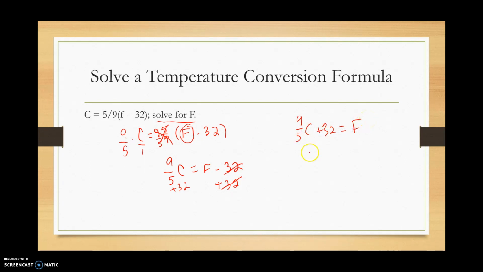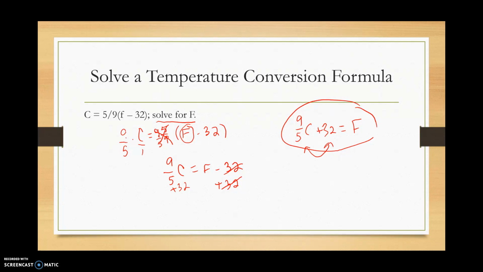Okay, and remember these are not like terms, so we couldn't combine those together. We can leave them separate. So now if we were given a degrees in Celsius, we could easily use this formula right here to convert it so that we could get a Fahrenheit temperature if we needed to.